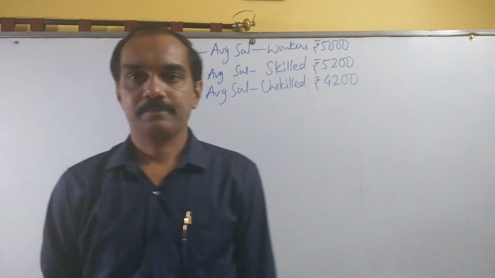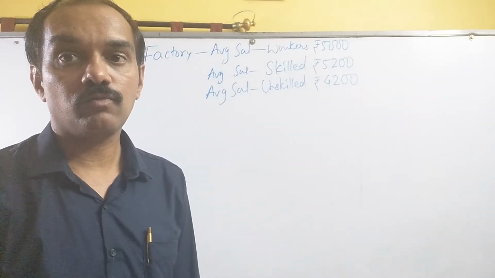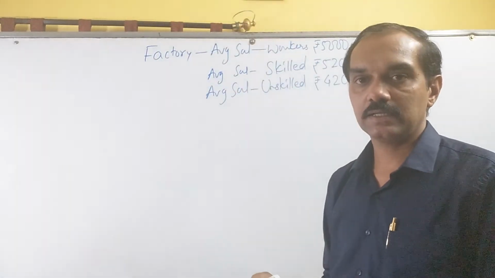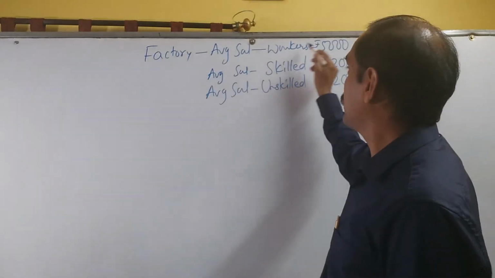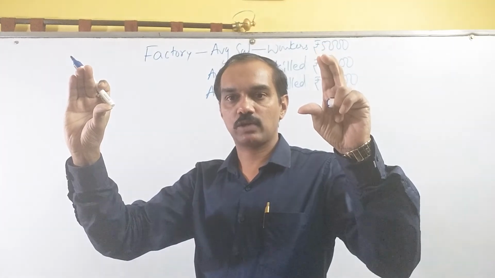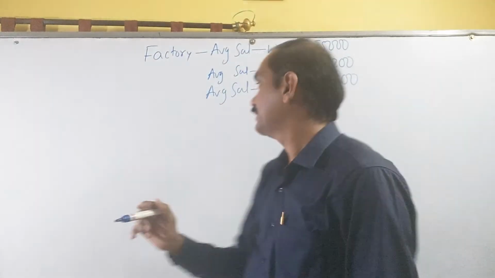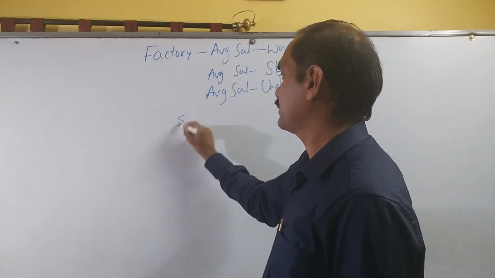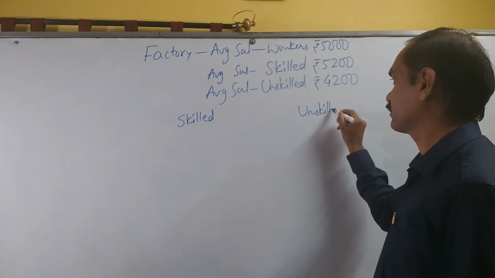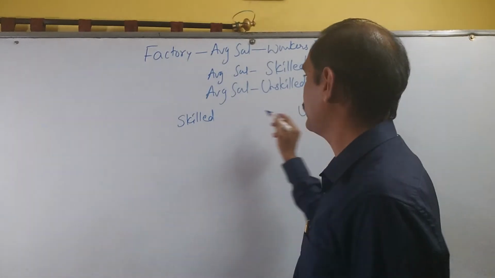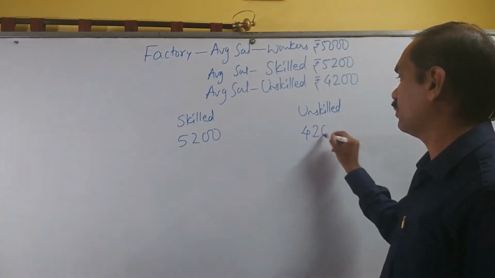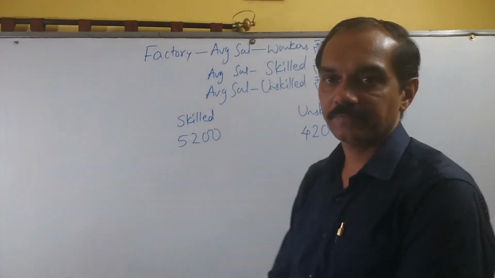So, what will be asked here? What percent of workers are skilled in the factory? Okay. So here, skilled and unskilled are individual, and together they are all the workers, right? So skilled on this side, unskilled on this side. Skilled 5,200 rupees, unskilled 4,200 rupees.